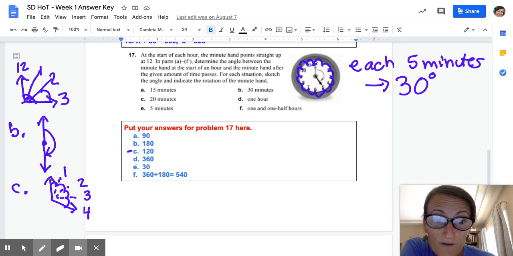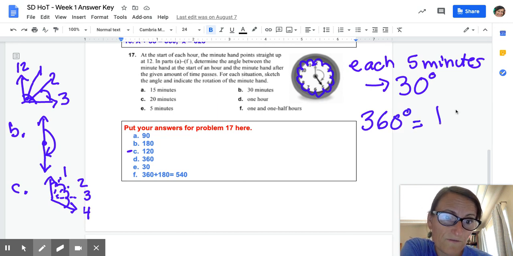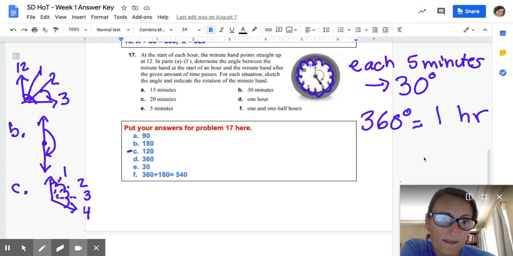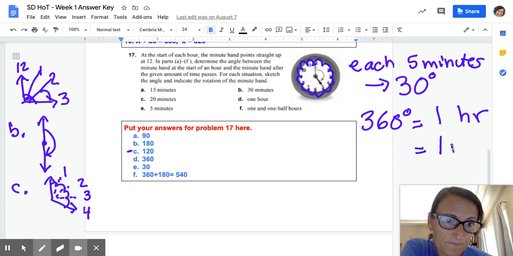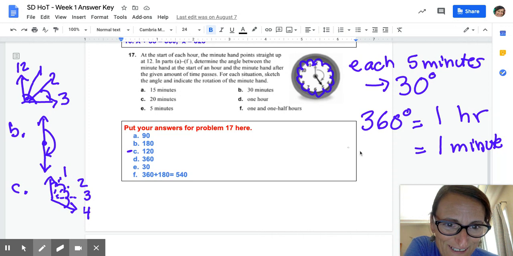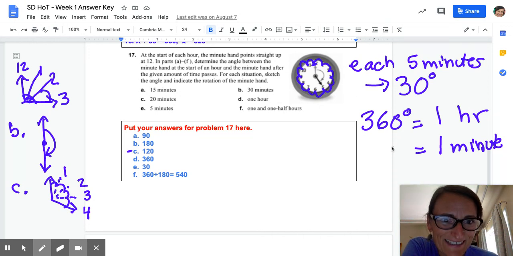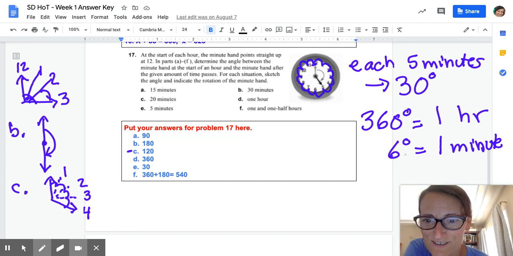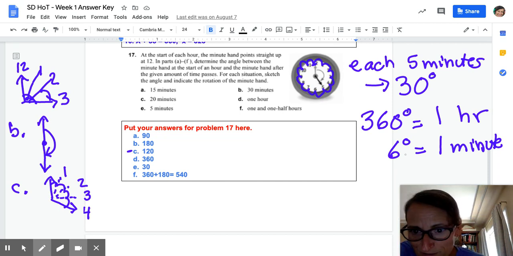Or you could think of how much is 1 minute. If 360 degrees equals 1 full hour, how much is each minute? You would divide that by 60 minutes in an hour. So that would be 6 degrees. So each minute is 6 degrees, and you could multiply that by 20. There's a lot of different ways to think about this.